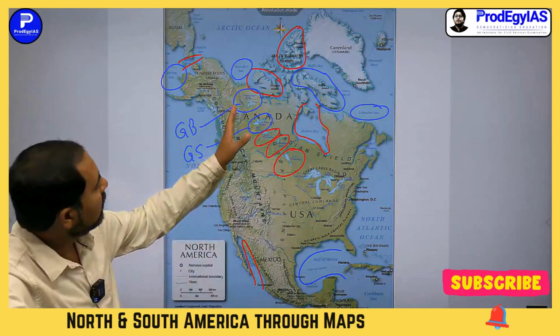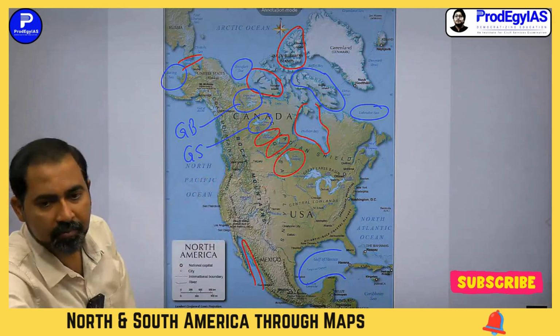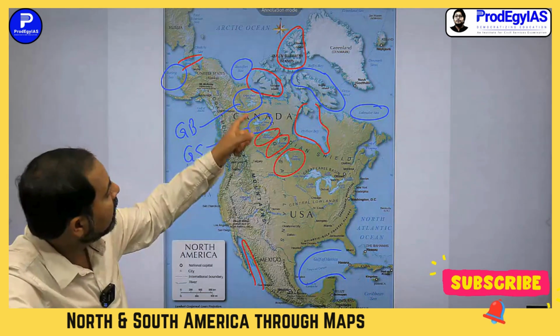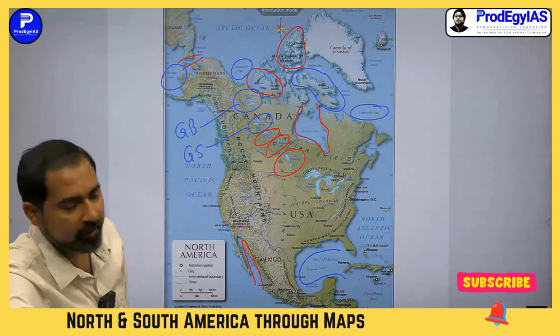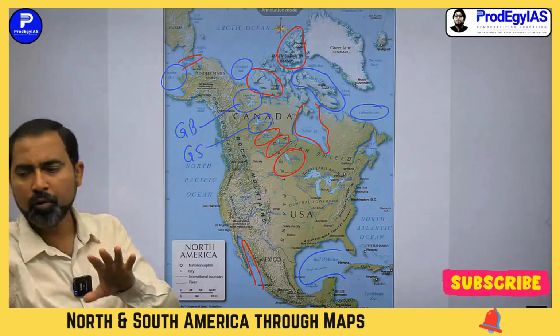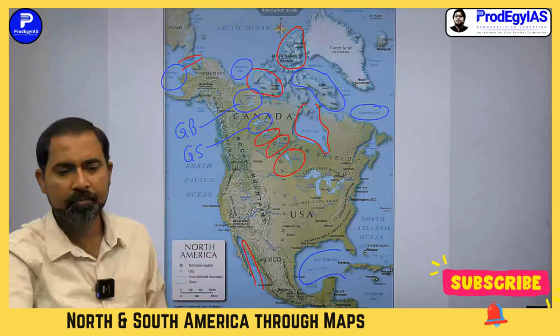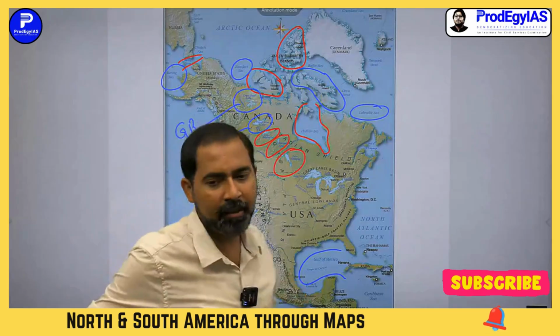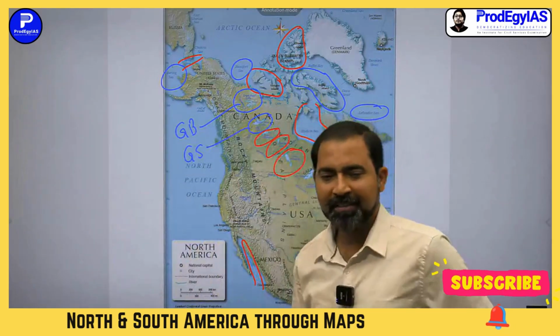And they are all glacial lakes. Last one is Lake Winnipeg. You should locate them on your atlas, on your maps. You should have an atlas while studying geography mapping classes.